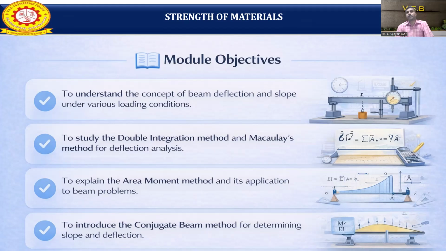Then the learner will study the double integration method and Macaulay's method to analyze deflection. The learner will also study the moment area method and its application to the given problems. And we are going to introduce the conjugate beam method to determine slope and deflection. So these are the four objectives of module 3, and we are going to discuss each and every method in this module.